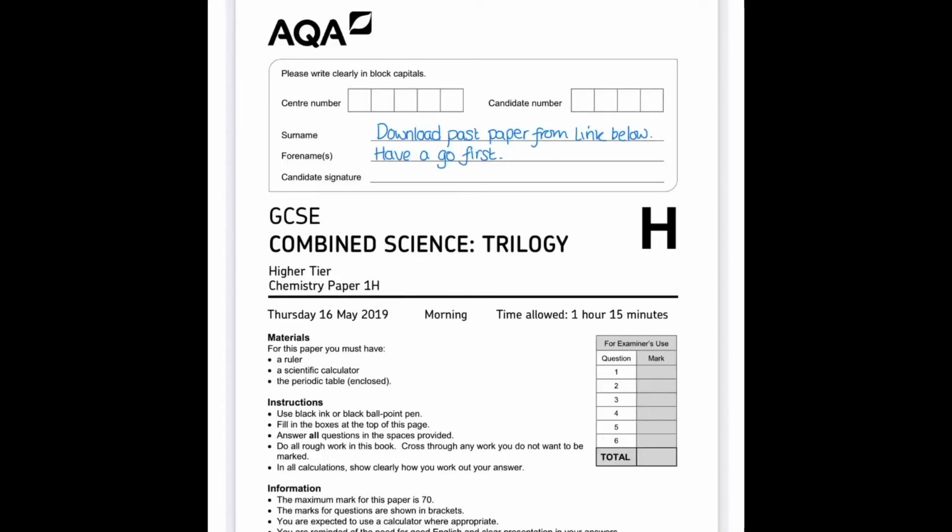In this session, we're going to be looking at the Combined Science Trilogy Specification Chemistry Paper 1 Higher Tier from the year 2019. We highly recommend that you download the past paper from the link below and have a go first before going through the answers in this session.